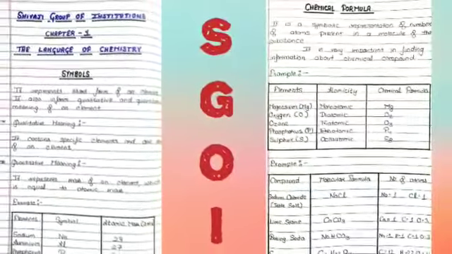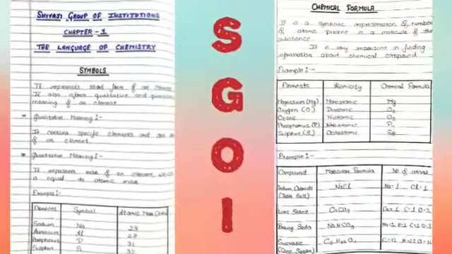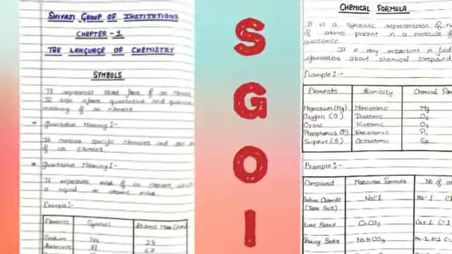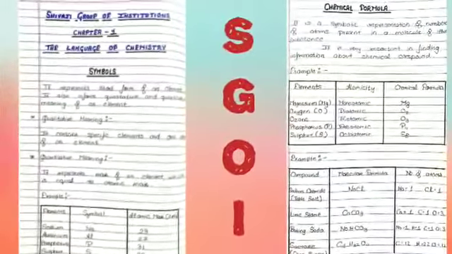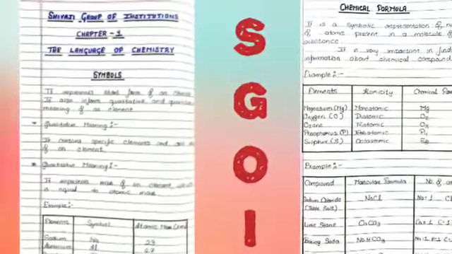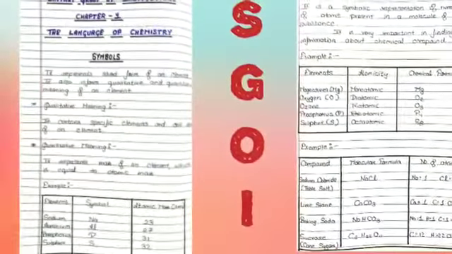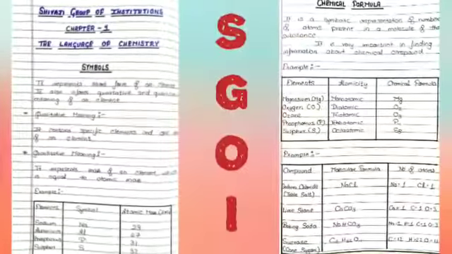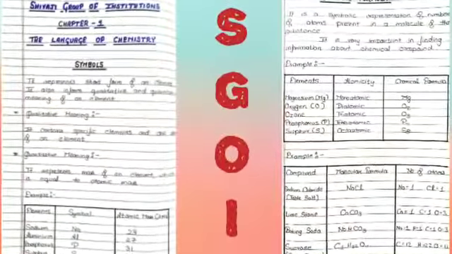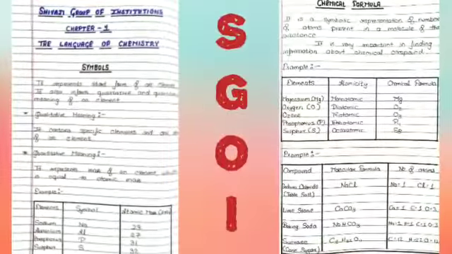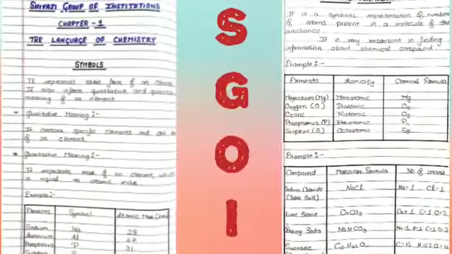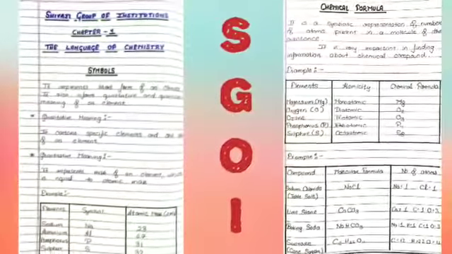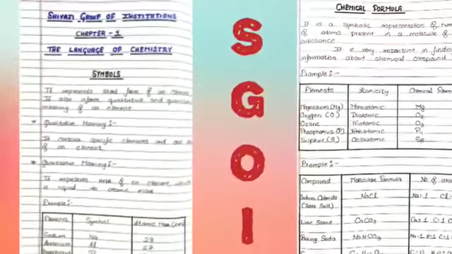Now take some examples: sodium, aluminium, phosphorus and sulfur. Symbols are Na, Al, P and S, and they have atomic masses 23, 27, 31 and 32 respectively. In chemistry, approximately 120 elements are discovered. These have specific symbols and specific atomic masses.